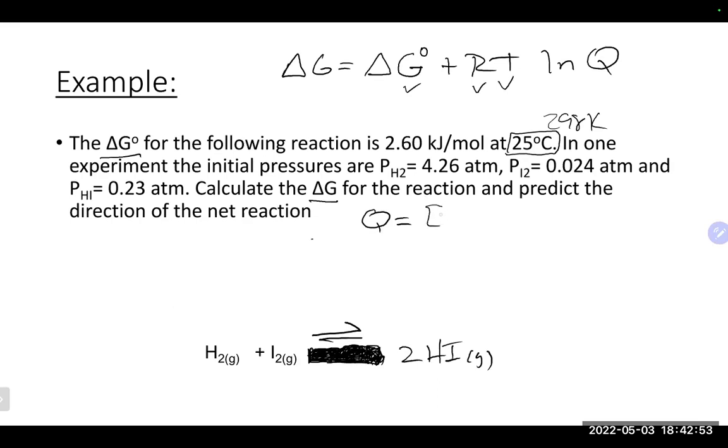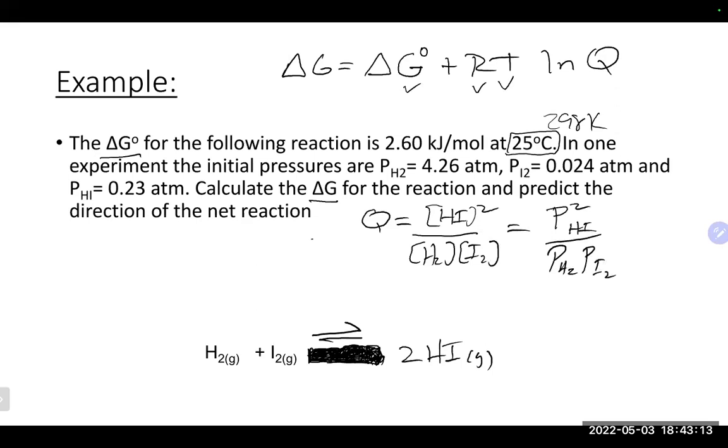So that is going to be the concentration of HI. We are going to square it because of the coefficient, divided by H2 and I2. And since we are dealing with pressures here, it works the same way: the pressure of HI squared over our pressure of H2 and our pressure of I2. By the way, we are using this equation because when we look at the pressures, are they all standard pressure of 1 atmosphere? They are not, right? We got like a 4, a 0.0, and a 0.2. So that is, again, as I talked about earlier, what is non-standard that's happening here in this equation.